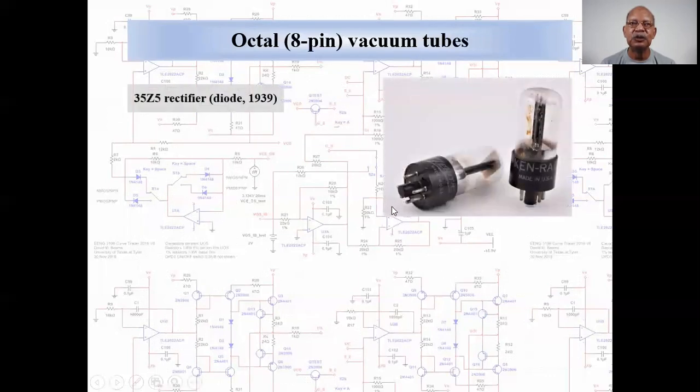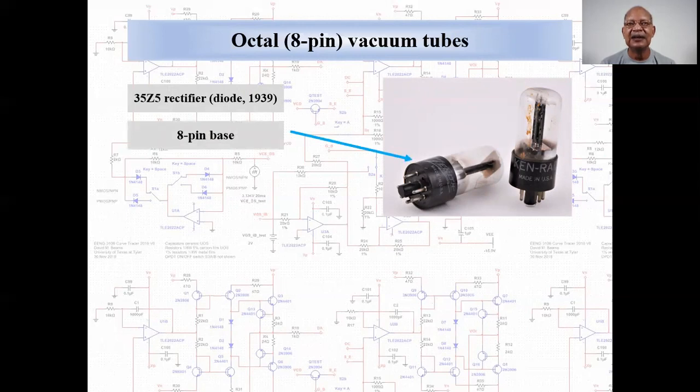The first octotube we will look at is a 35Z5 rectifier diode used in power supply circuits. Beginning in the 1930s, many tubes were given designations that consisted of a number, 1 or 2 letters, and a number. The leading number, 35 in this case, designated the rated operating voltage required to heat the cathode. In this case, the heater required 35 volts at 150 milliamps.